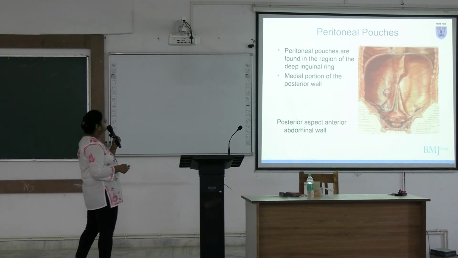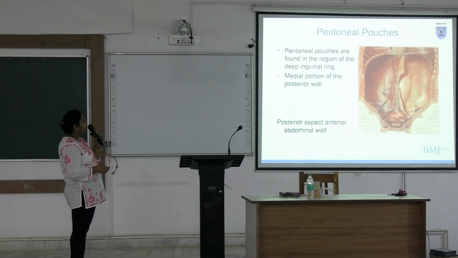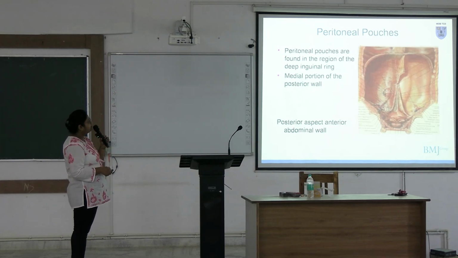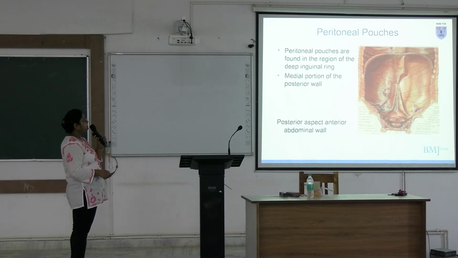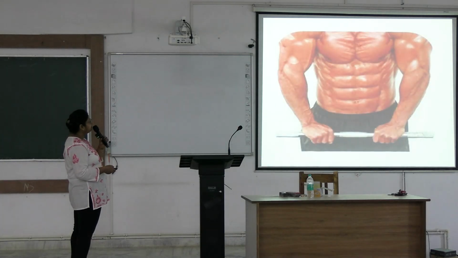Peritoneal pouches are found in the region of the deep inguinal ring and the medial portion of the posterior wall. Also, peritoneum is covering the posterior abdominal wall. It is covering the posterior aspect of the anterior abdominal wall. Peritoneum you will get in a separate class.